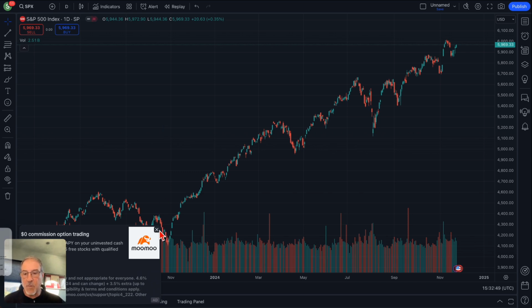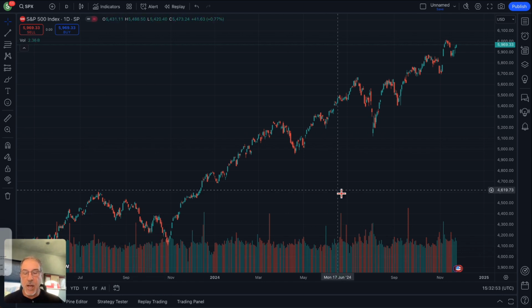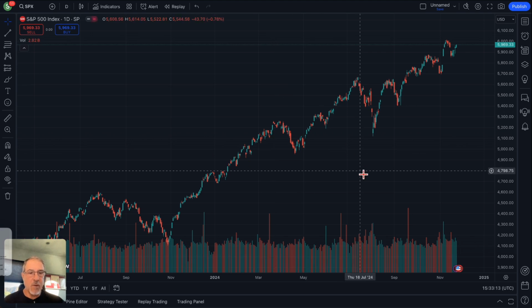Now I'm using the free version of TradingView here, so ads pop up from time to time. I do my actual charting in my software platform. I happen to use Thinkorswim, and it's a good, powerful charting program. But I am in day bars for the S&P 500.